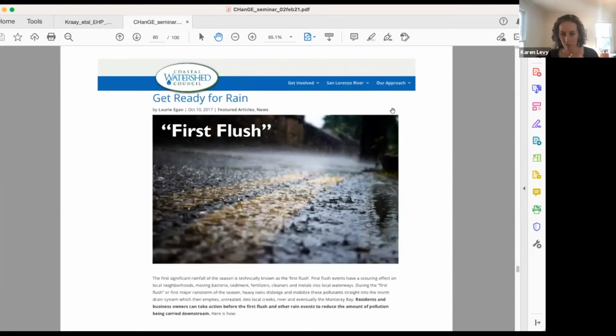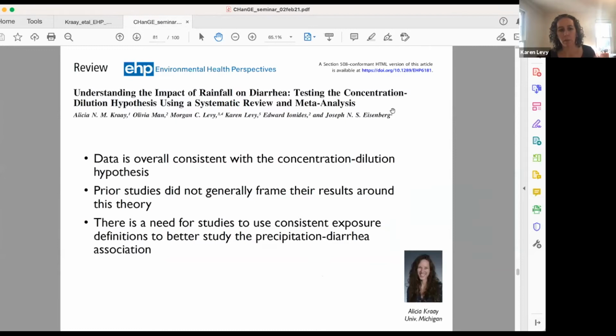And one of the things that we've looked into a lot in my group is this idea of the first flush event, that when things have been dry, there can be an accumulation of pathogens in the environment, and then rainfall comes down and can spread it around, versus when it's been wet. So there's this idea that the antecedent conditions before rainfall occurs are really important to take into account. And so we just published a meta-analysis and systematic review on this that we've called the concentration dilution hypothesis. And overall, across multiple different papers, we're seeing this effect in the literature.